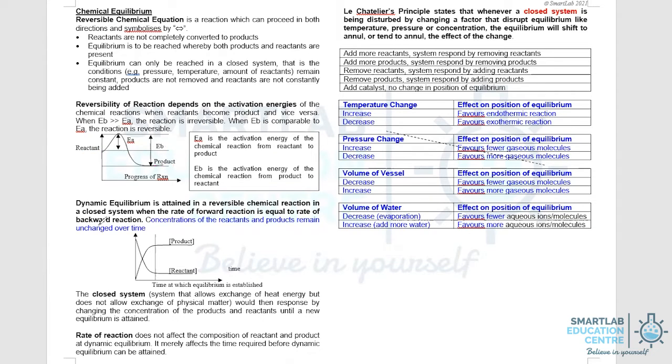Dynamic equilibrium. Dynamic equilibrium is attained in a reversible chemical reaction when the rate forward is equal to the rate backward, and therefore the concentrations of the reactants and products remain unchanged.